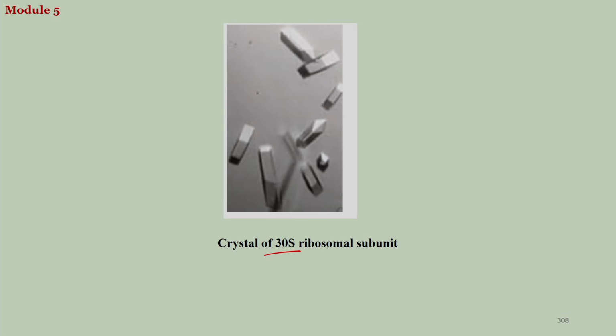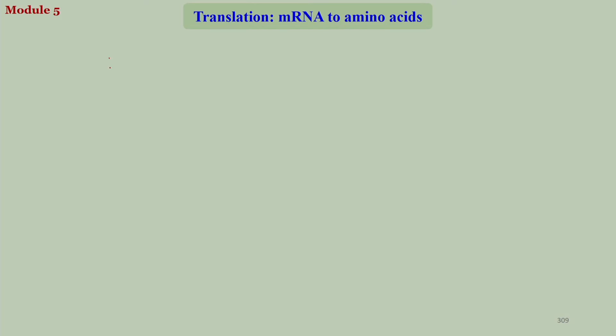Okay. So, now comes how the synthesis works: how the mRNA is used, how the ribosome is used, how the tRNAs are used to synthesize the peptide bonds. And this occurs in sequential steps. The first step, so we are now discussing the mechanism of translation.